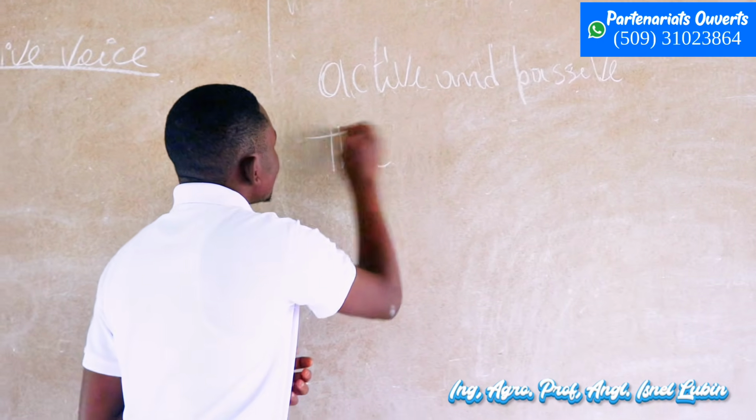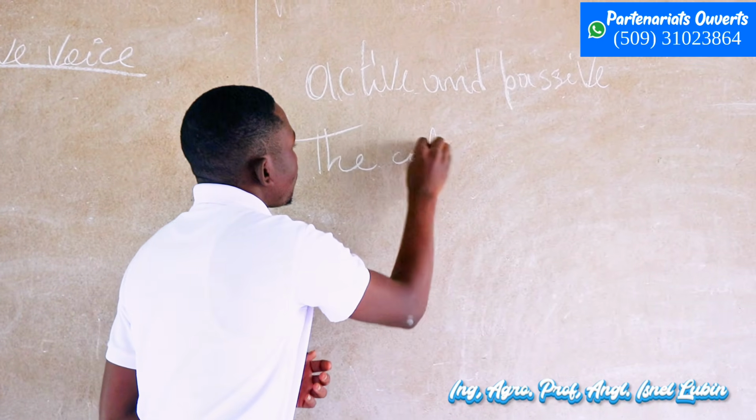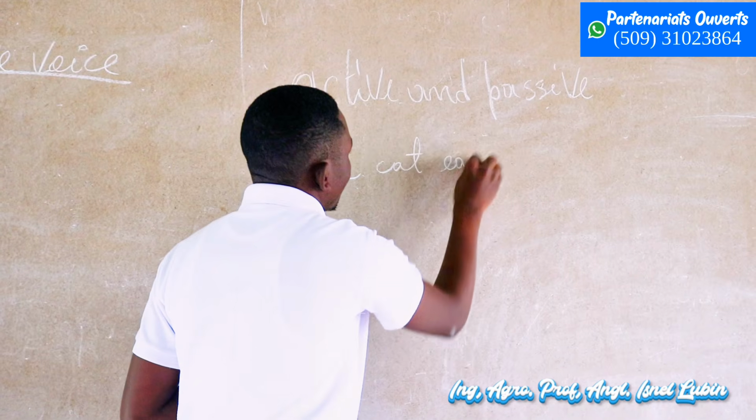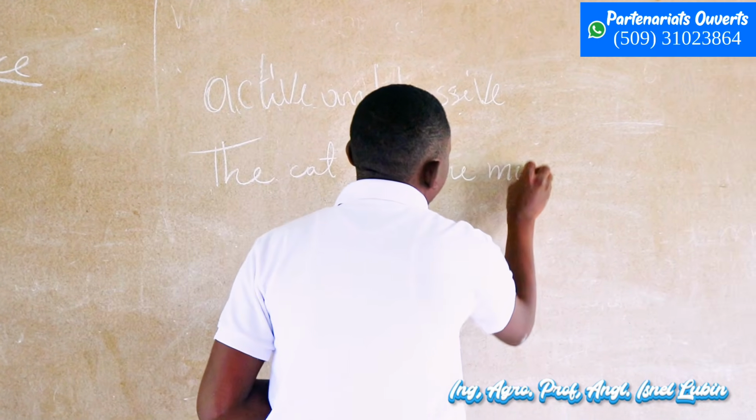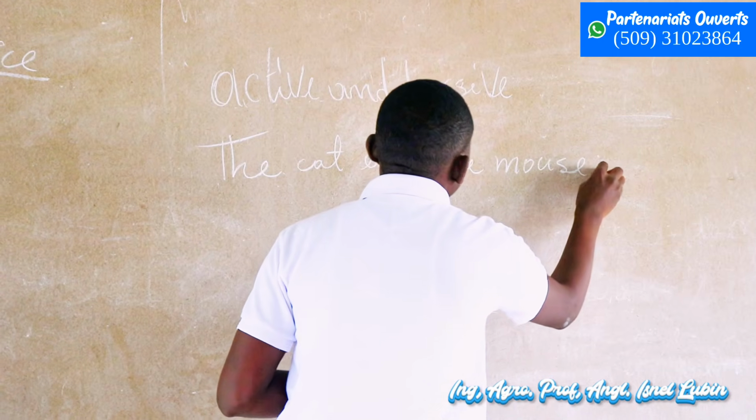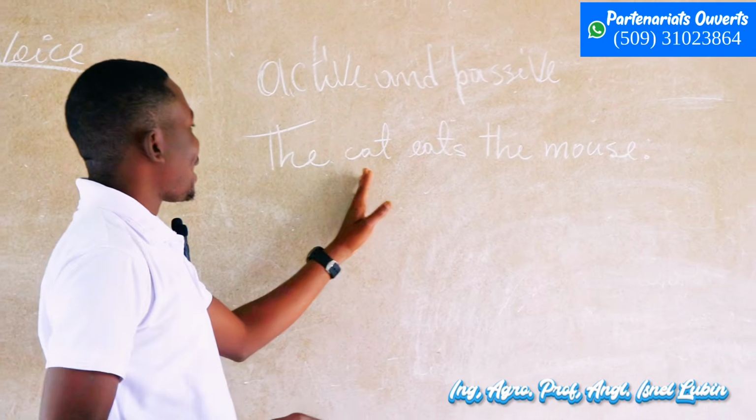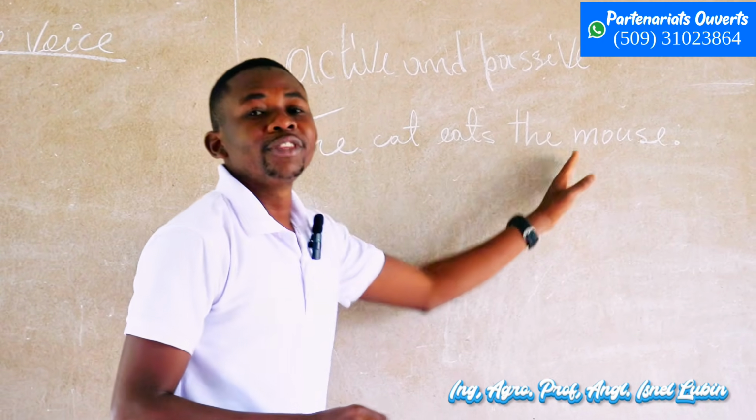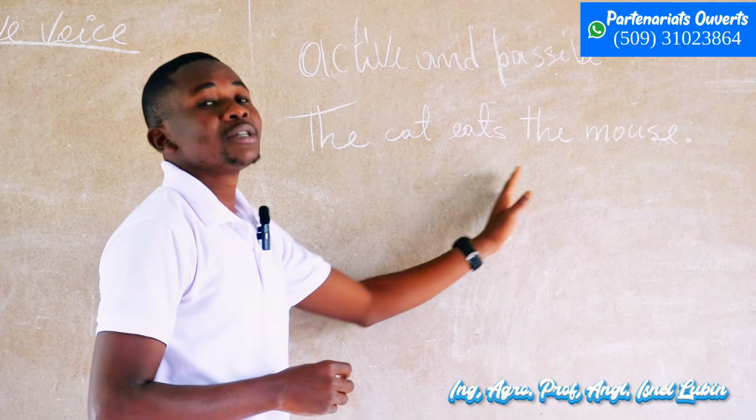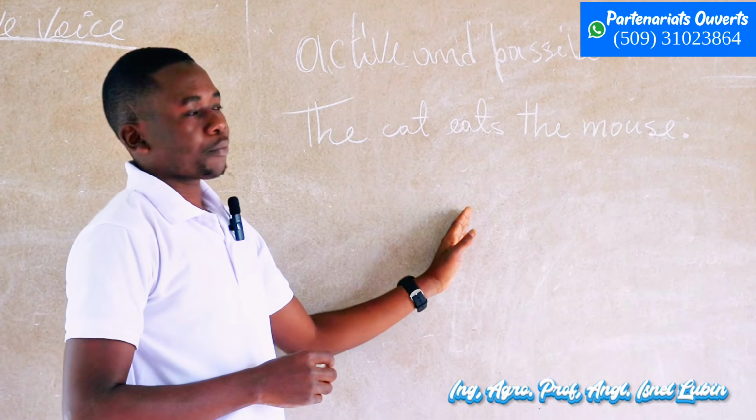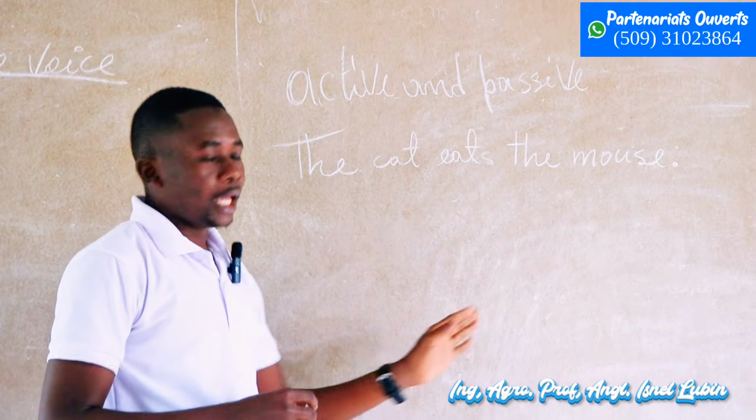The cat eats the mouse. The cat eats the mouse. This is an active sentence, an active voice sentence.